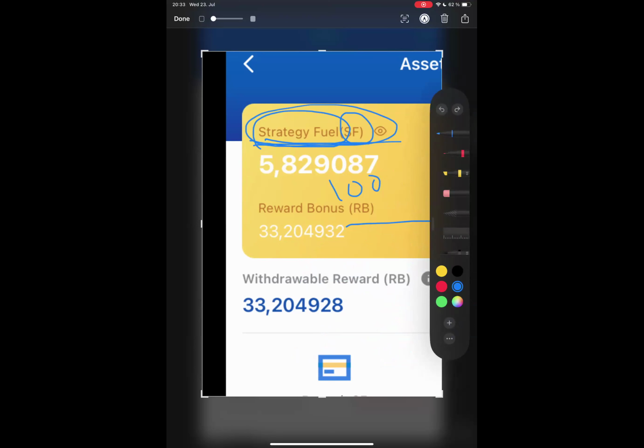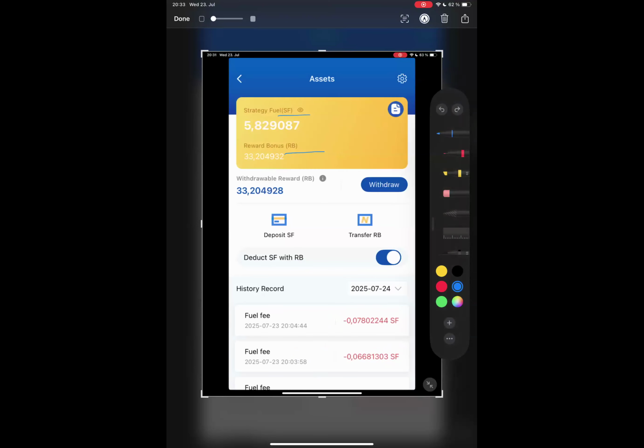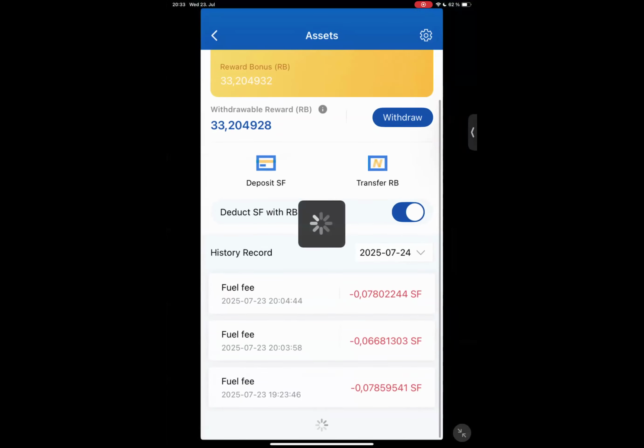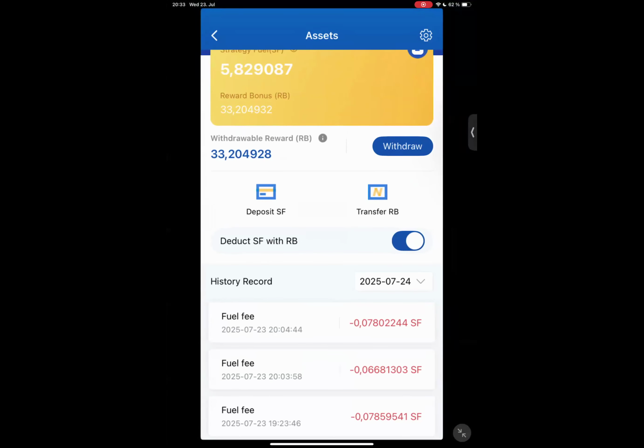Okay. So once you tap on the I beside the strategy fuel, it will turn it off. Nobody will be able to see it. Now, I'm going to talk about assets on a different page again. I just brought you here so that you see the fuel fees that have been deducted.